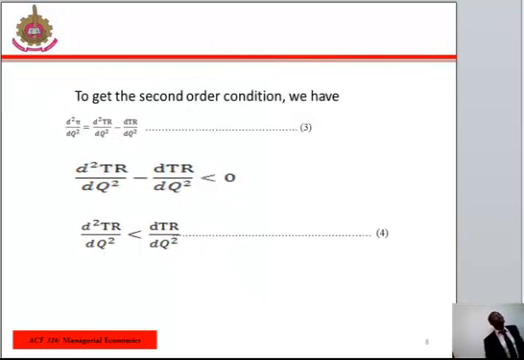So now, to get the second order condition, we will differentiate the first order condition. When we differentiate the first order condition, we have marginal revenue. In this case, we also have marginal cost. Now, we will differentiate the marginal revenue and differentiate the marginal cost to arrive at the second order condition.